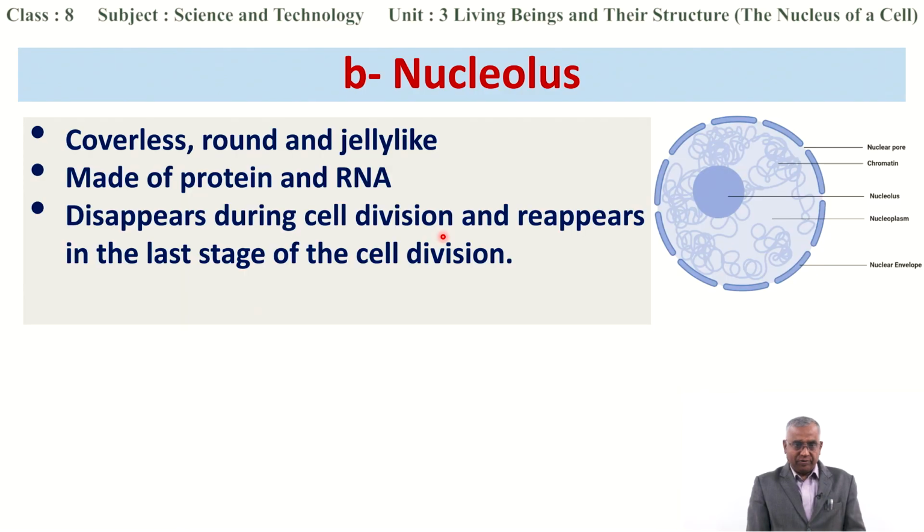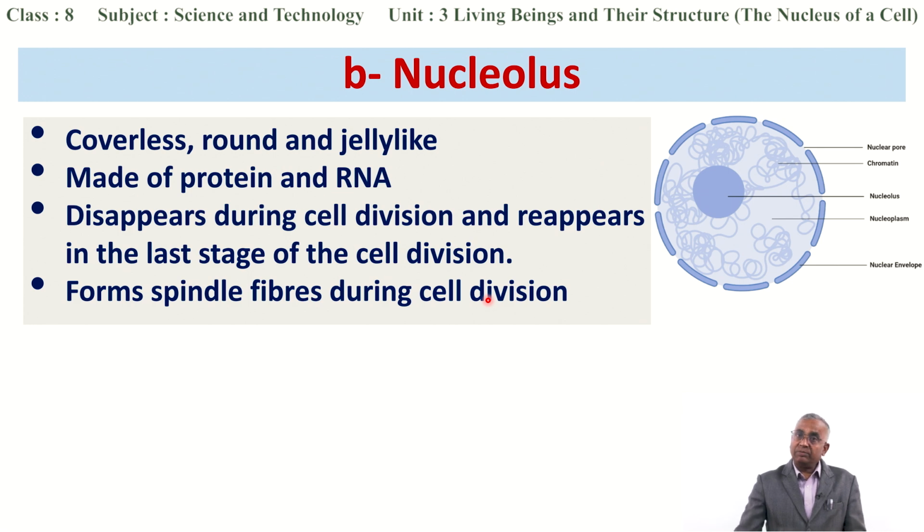Now, next, the nucleolus disappears during cell division. In the beginning of cell division, it disappears, and later at the end of cell division, it reappears. Okay, and it reappears in the last stage of the cell division. Okay, and it forms spindle fiber during cell division. Now, another term you have got, spindle fiber.